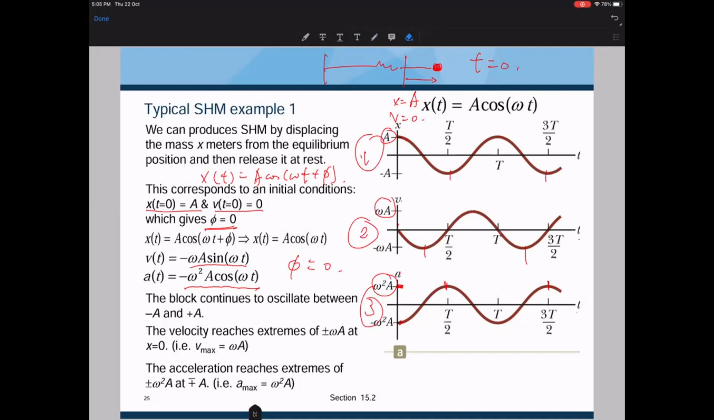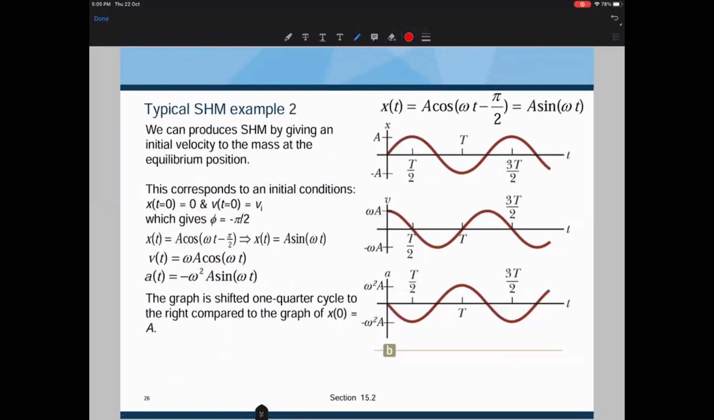So that is the case of the spring initially pulled to x equals to A, and then released from rest. And that is example number one. Of course, the particle can be set into motion by other methods. And that would be case number two.